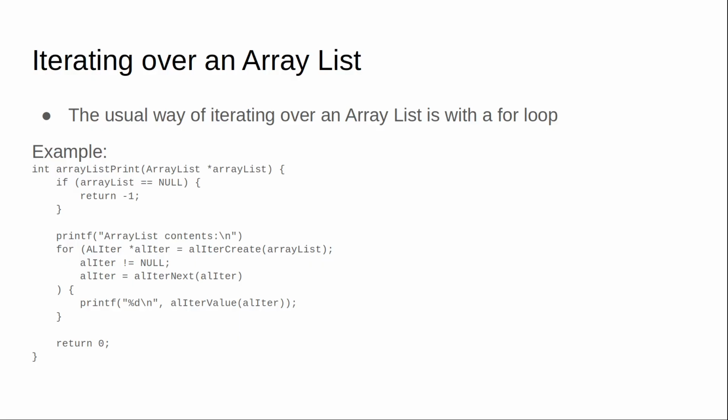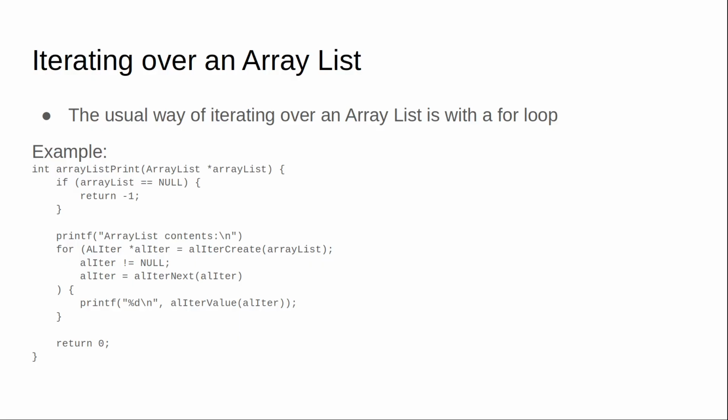I'm just going to use printf to do that. Okay, so again, as always, first check to make sure our array list isn't null. If it is, return -1. We're done. Print out a message. This is what we're doing. We're printing out the array list contents, so "array list contents:".